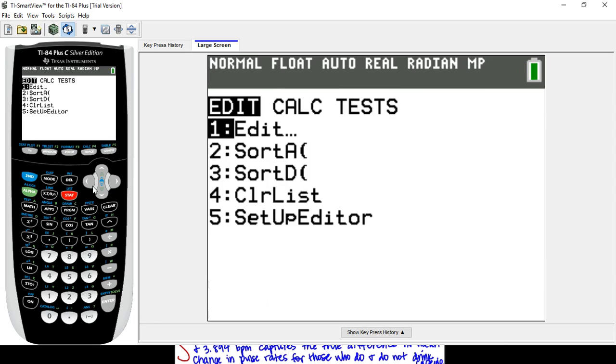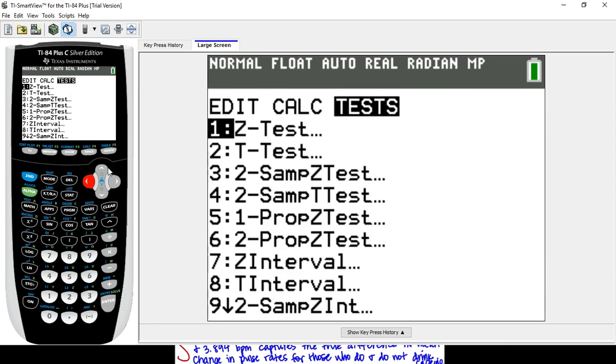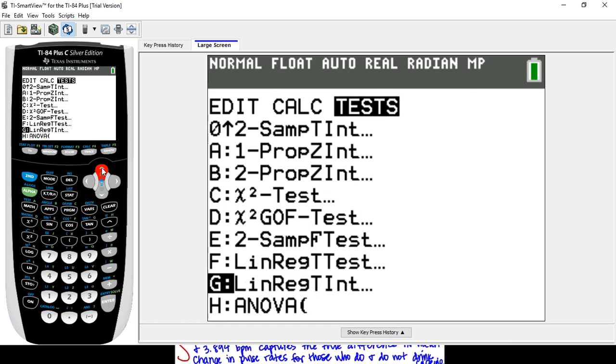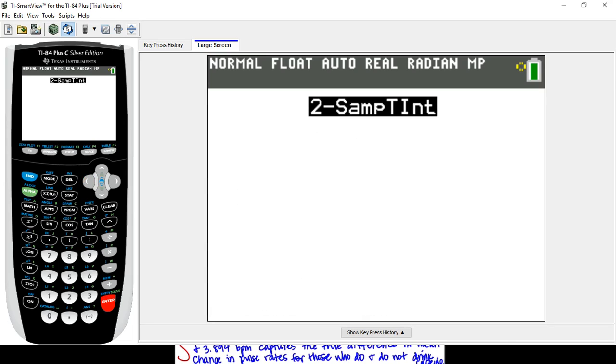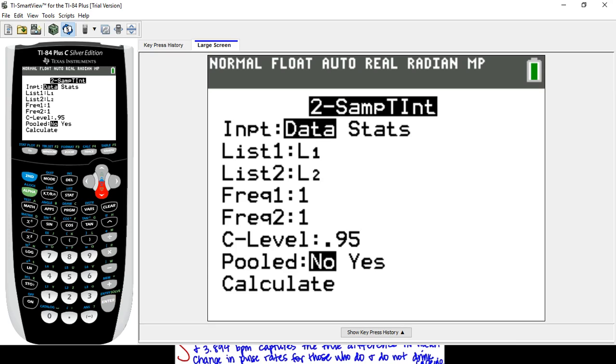Then just check over to make sure you didn't make any typos because we don't want to have any mistakes. Go to stat, tests, 2-SampTInt. You can scroll up if you want. It's right in the middle. Two-sample interval, TInterval. And then this time I can click data. I have all of my caffeine in L1 and all of my no caffeine in L2. Just keep the frequencies at 1. This is a 95% confidence, no for pooled, hit calculate.